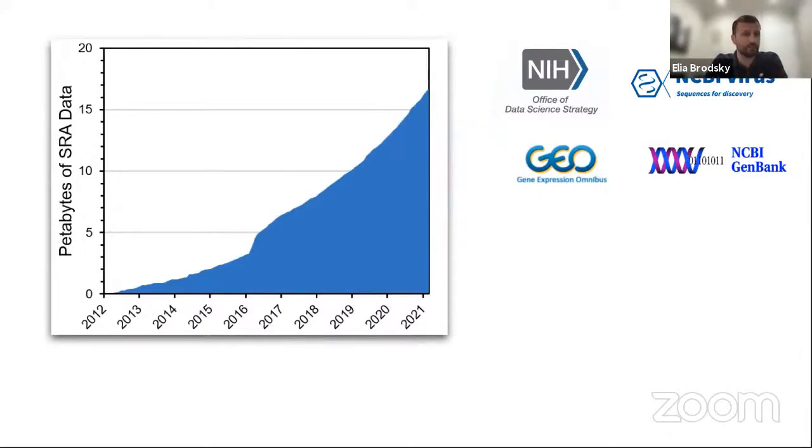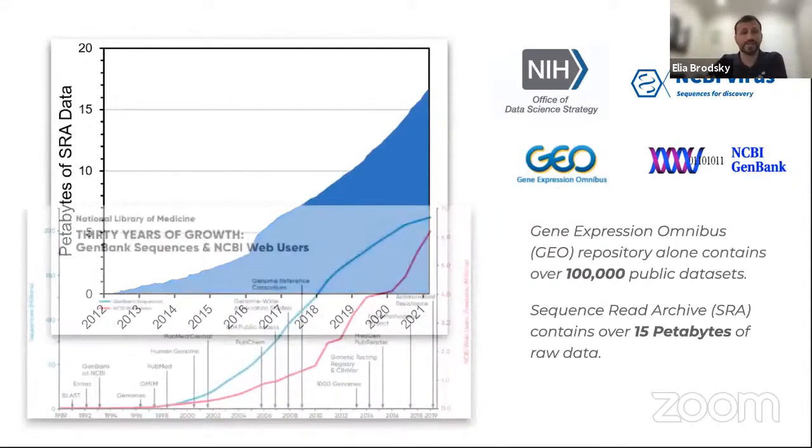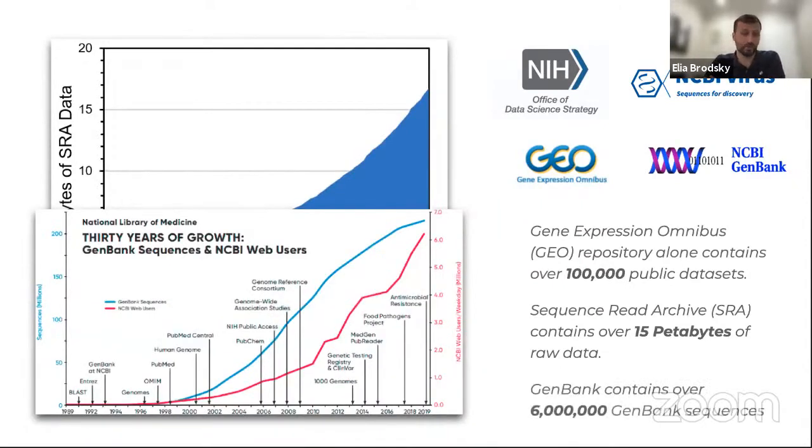So what is 15 petabytes? 15 petabytes is 15,000 terabytes of raw data, raw sequence archives. Now that includes some processed data as well. There's over 100,000 public data sets for GEO, which is Gene Expression Omnibus transcriptomic data. And there are over 6 million GenBank sequences, which means over 6 million individual species that have been sequenced and their genomes have been assembled.